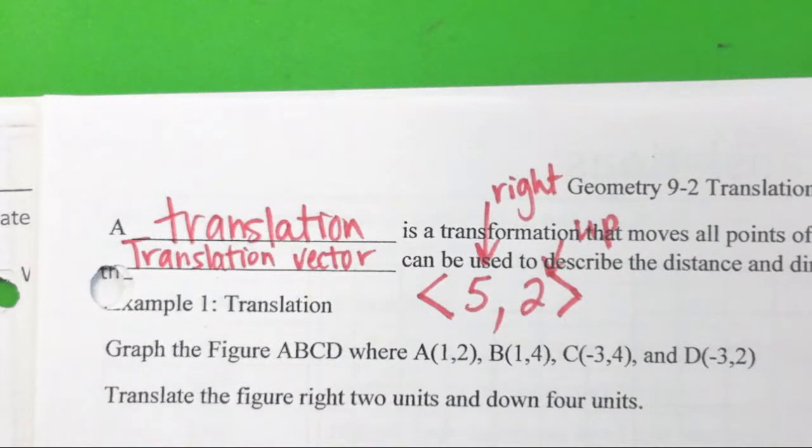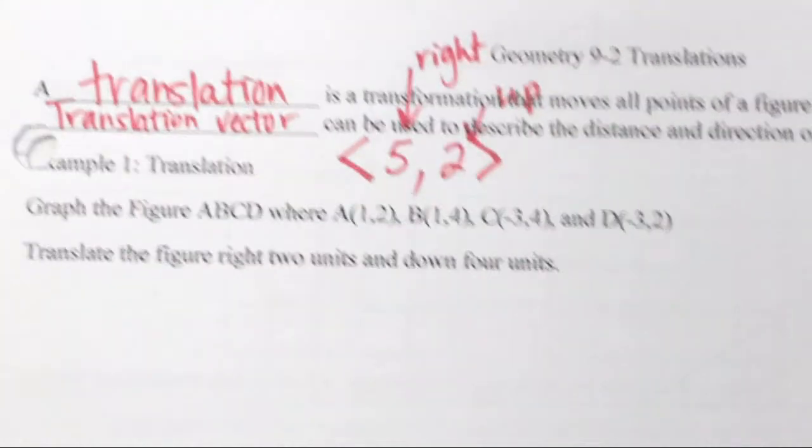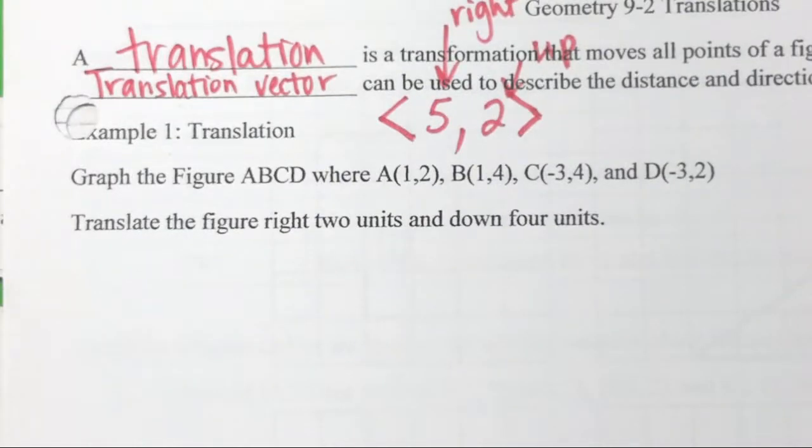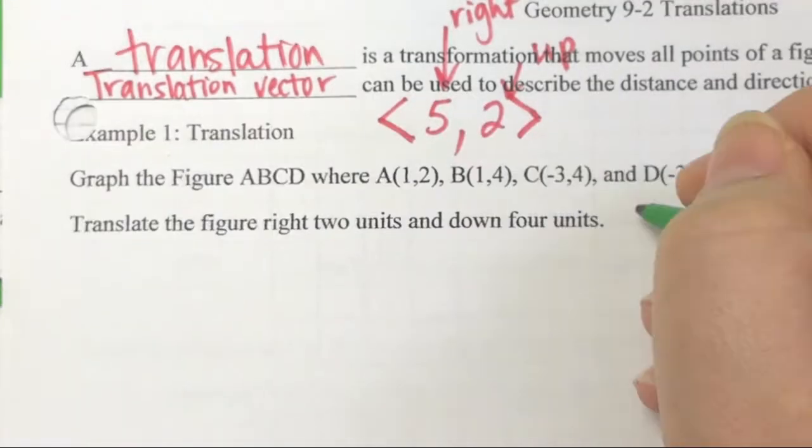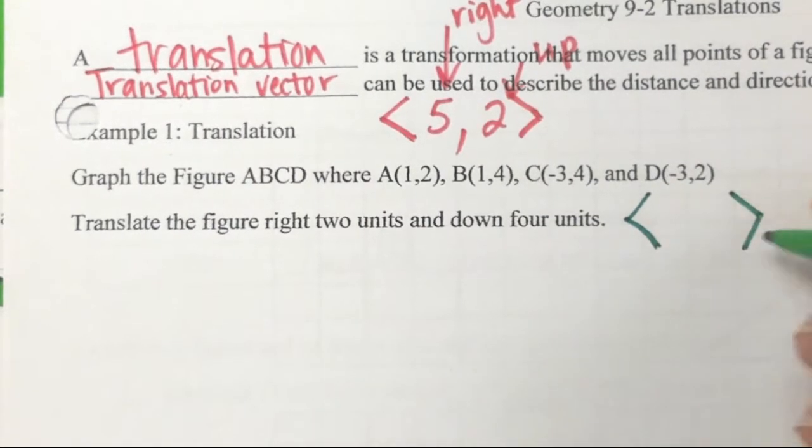So while you've not heard the word vector before, it's really easy to read. You read it like you would an ordered pair. Okay, so let's read our first example. Can someone help me write the translation vector for our very first example? Before we even graph it, what is the translation vector?